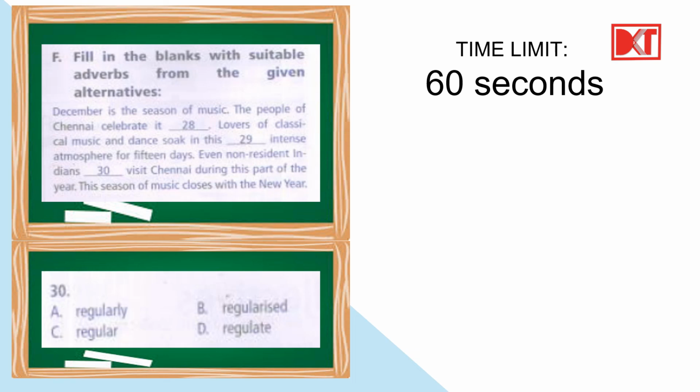Even non-resident Indians visit Chennai during this part of the year. The season of music closes with the new year. Even non-resident Indians, A, regularly visit, B, regularized visit, C, regular visit, or D, regulate visit. Here the correct answer is A, regularly visit. The adverb is regularly, something which happens continuously, in a regular manner. Adverb of frequency, answering the question of how often.